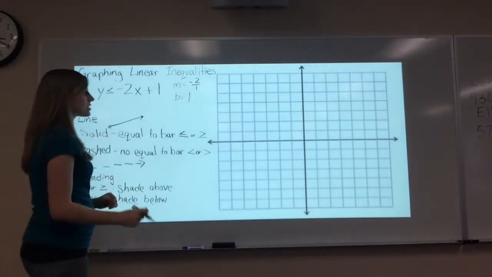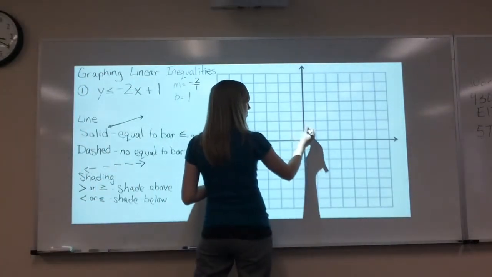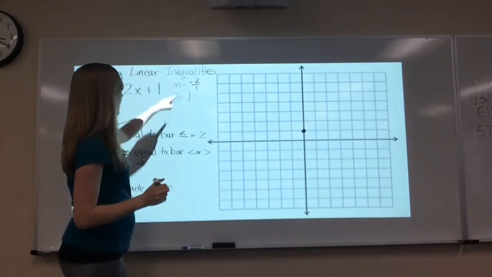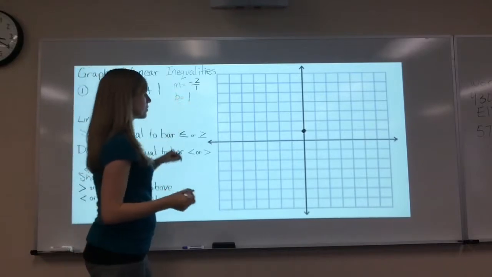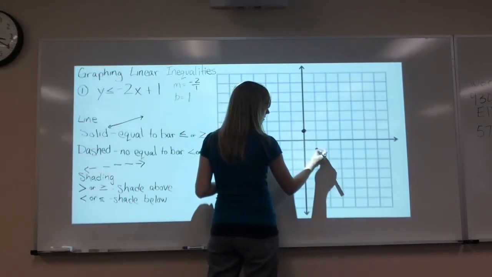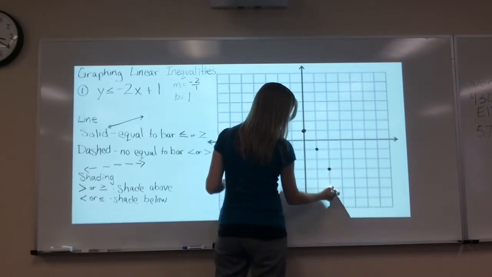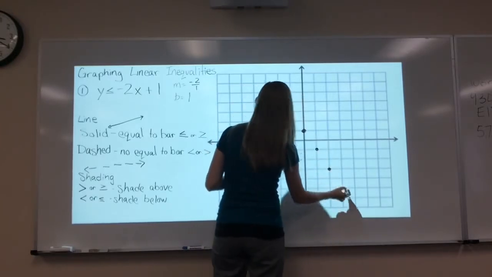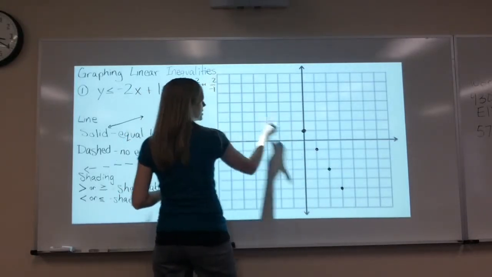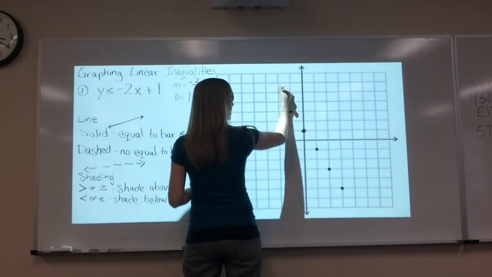So to graph this, I graph the y-intercept first. To get to +1, I go up 1, put a point. Okay? After that, I use my slope of -2 over 1, which means I go down 2 to the right 1. Down 2, right 1, down 2, right 1. We can also do the opposite, +2 over -1. So I would go up 2 to the left 1, up 2 to the left 1.